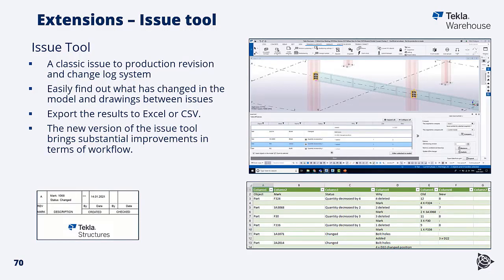The issue tool is a more classic issue to production, revision and change log system. You can easily find out what's changed in the model and in the drawings between issues. You can export the results to Excel or CSV for your records. And the new version of this issue tool brings substantial improvements in terms of workflow.